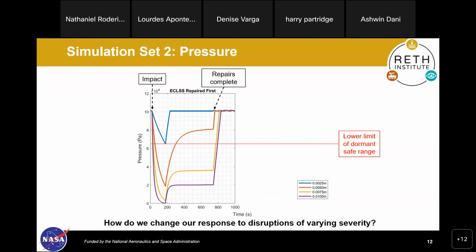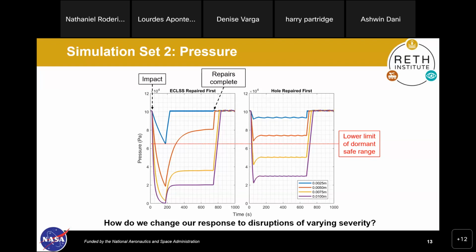So when that pressure control is repaired, it's going to attempt to compensate and sort of feed the leak and counteract the amount of pressure leaking out of the habitat. And that'll get most of these simulations to sort of an equilibrium point between the pressure leaking out and the pressure being generated by the pressure control. And the habitat will be stable there for some time until the hole is fully repaired and the set point is restored. When we repair the hole first, we see a different behavior.